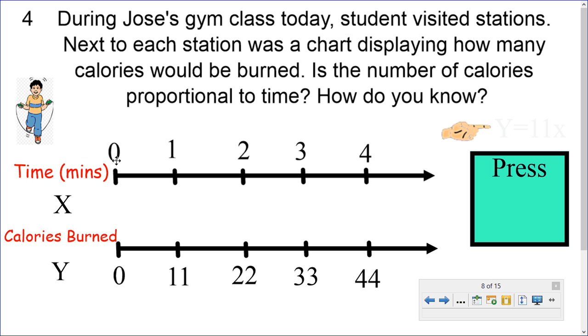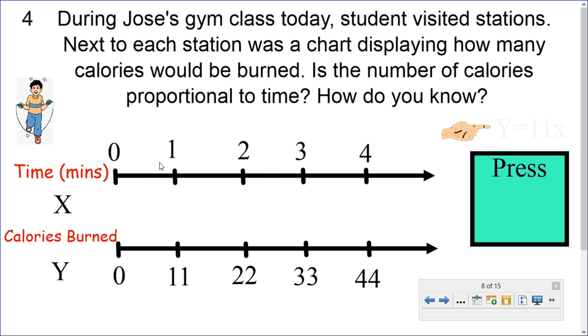So time in minutes, notice it goes from 0 all the way to 4 minutes. Each one of these numerators up here corresponds to a y calorie value burned of 0, 11, 22, 33, and 44. Now I'm noticing something here. There seems to be a pattern. 1, 11, 2, 22, 3, 33, 4, 44. Well, I'm trying to figure out what's the relationship between these numbers. So there's something being multiplied by the x value to give us the y value.